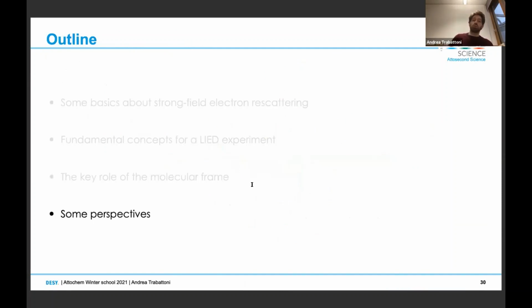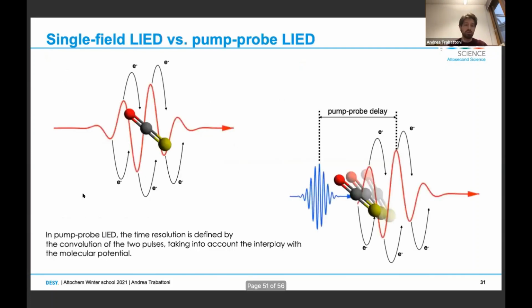So I would like to conclude with a few perspectives on this method. First of all, so far I described to you only a single-field scheme. That means, of course, we have a temporal resolution, but the temporal resolution in the time-resolved fashion is the time lapse between photoionization and rescattering. And this is occurring every half cycle, with the fact that we should also consider the higher-order revisits, but this is considering the photointeraction with only one field, that is the strong laser field.